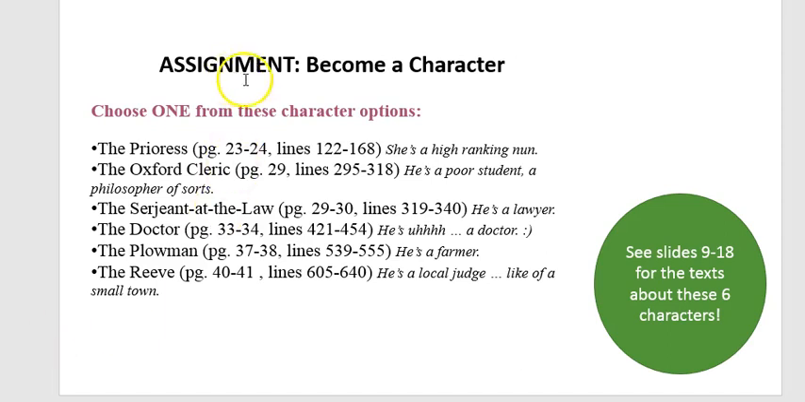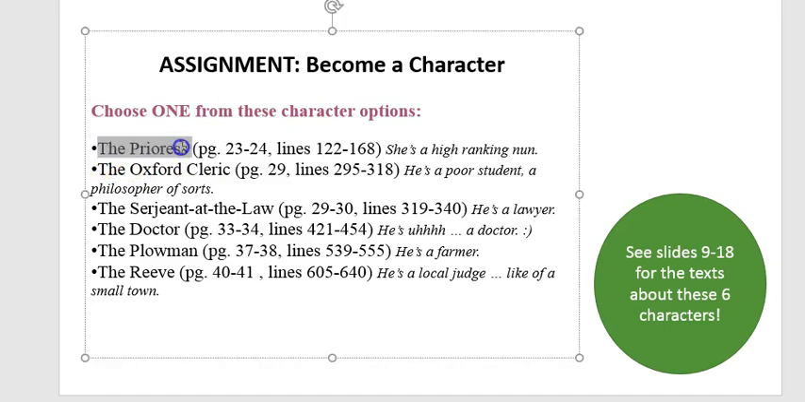So first of all, you're going to choose one of those characters. I had pictures of them earlier, but we have the prioress. She's a nun. The Oxford cleric, who's a poor student, a sergeant at the law, he's a lawyer, a doctor, a plowman, and if you remember studying about the parson, he was the good Catholic priest as opposed to the bad friar. The plowman is the parson's brother, and he's a farmer, and he's a good guy as well. The reeve is a judge of a small town.